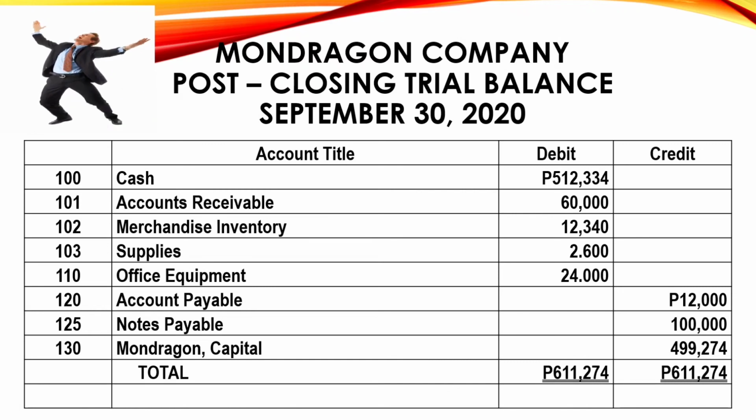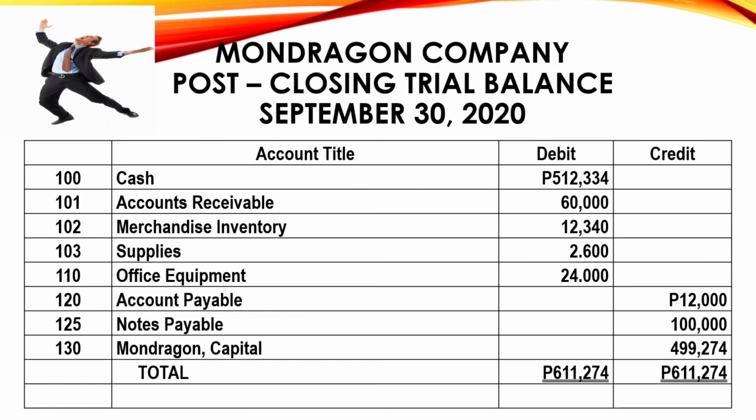As I've said, only the non-temporary accounts are included because the temporary accounts were already zeroed out and are ready to receive any gathered data for the next accounting period. So, included here, we have the cash, accounts receivable, merchandise inventory, supplies, office equipment, accounts payable, notes payable, and then the capital. So, again, we just put the accounts which are already stated in the ledger. Whatever the final value per ledger account is, that is what we put.